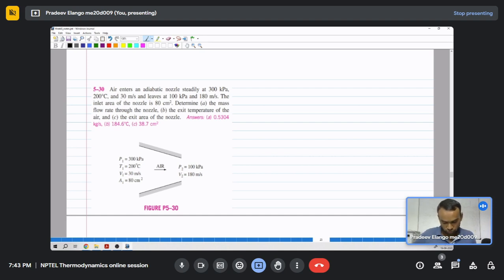So to find the mass flow rate, we want rho into A into V. At the inlet we know pressure, temperature, velocity and area, so only rho has to be found out. So rho is P by RT. This is 300 kilopascal, that is 300 into 10 power 3 divided by R, which is 287, into temperature, 200 degrees Celsius, so that is 473 Kelvin. Calculate the density.